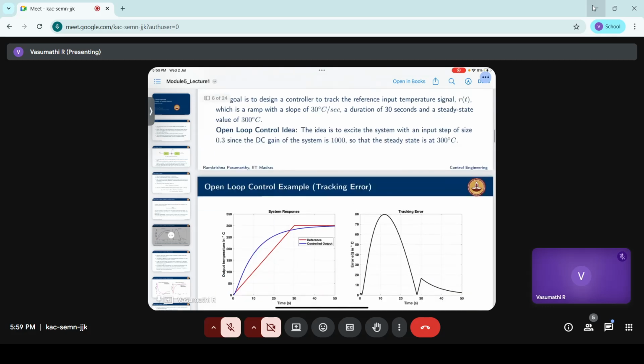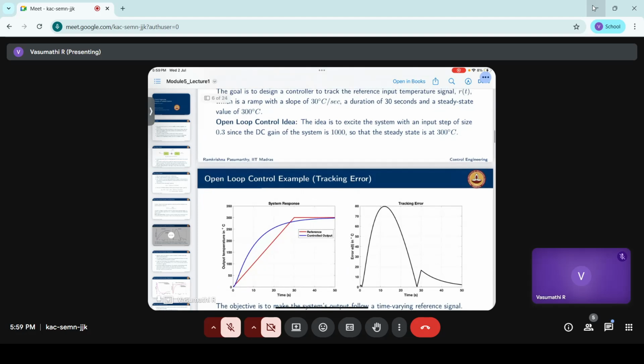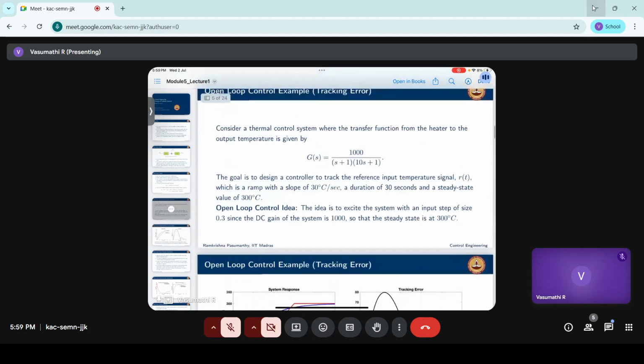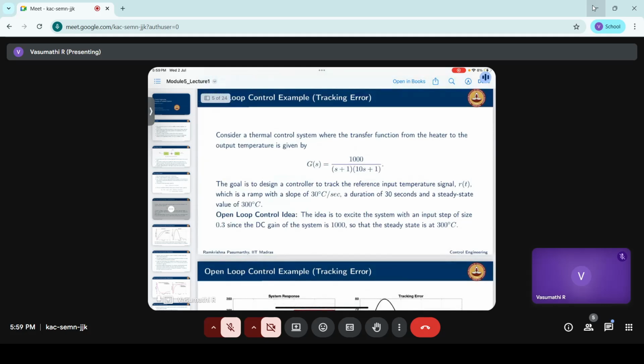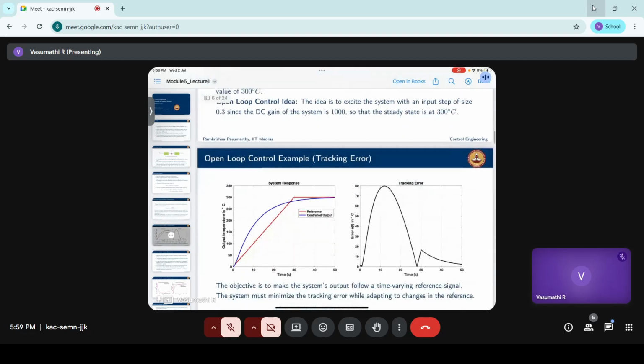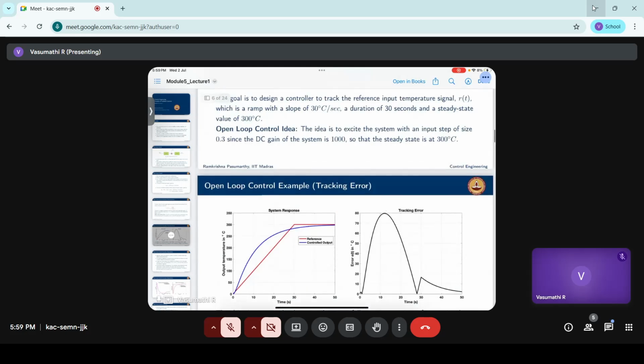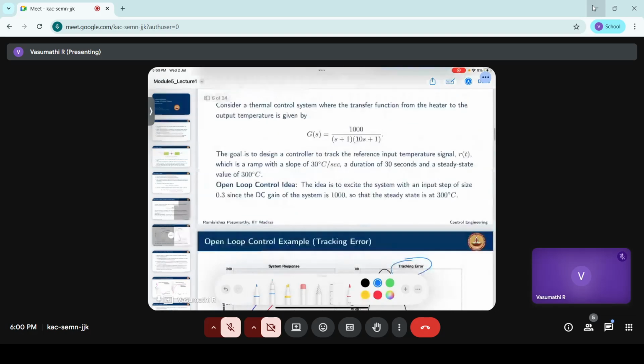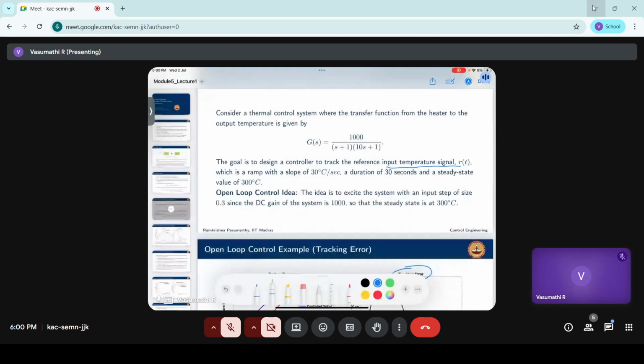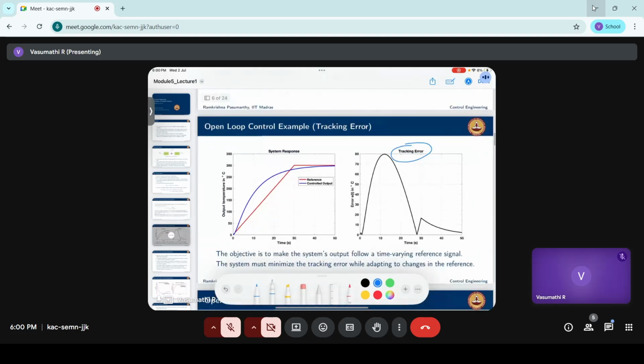Let me read the question. The goal is to design a controller to track the reference input temperature signal, which is a ramp input signal. This is the tracking error plot. They are telling that the input temperature signal is a ramp with a slope of 30 degrees Celsius. It's given information. It is not being represented here. You cannot compare these two.